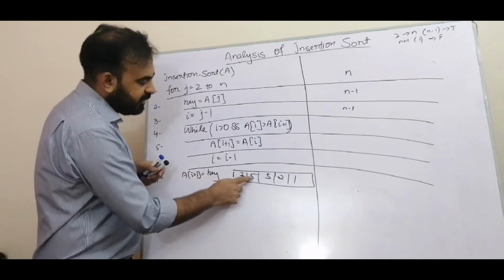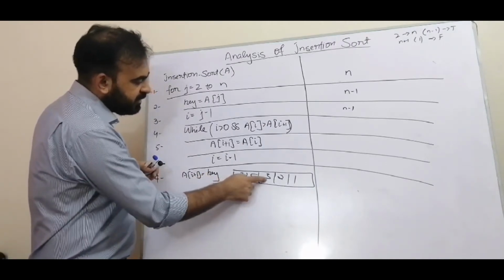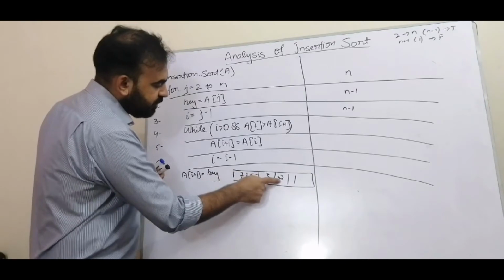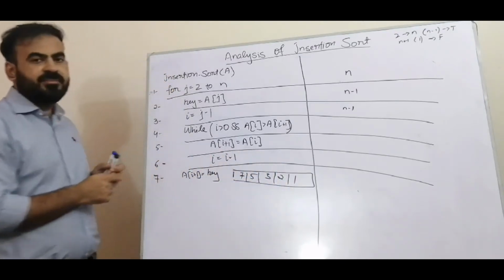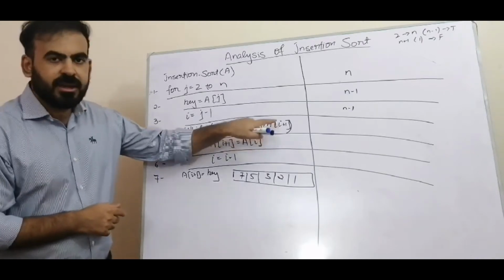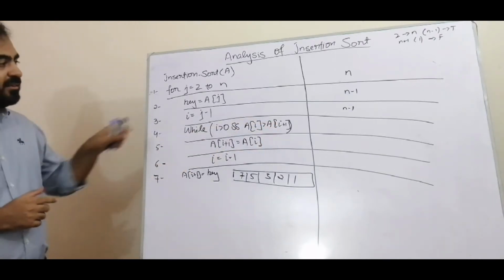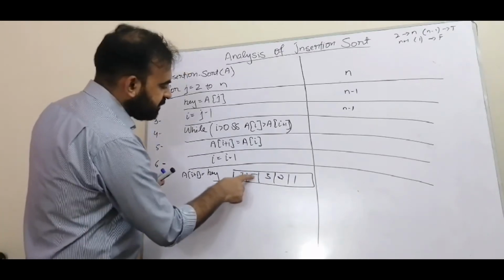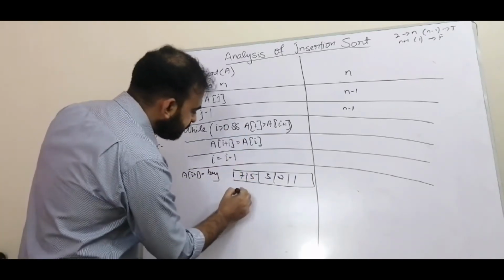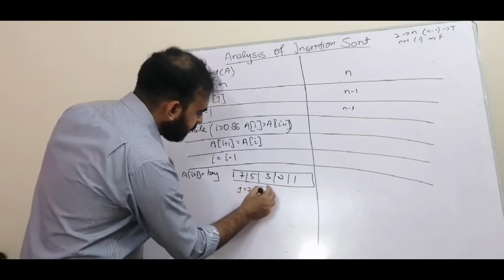You see, 5 is smaller than 7, 3 is also smaller than both these values, 2 is also smaller than all of these values, and 1 is smaller than all of these values. So that's why this instruction will execute maximum number of times. So let's see how many number of times. So first time it will be executed 2 times.